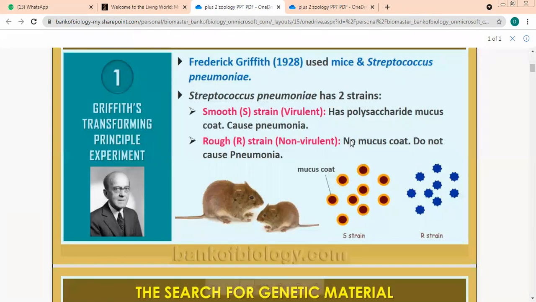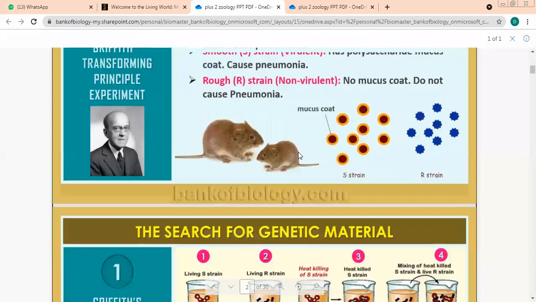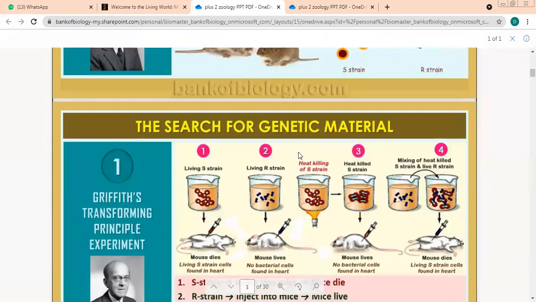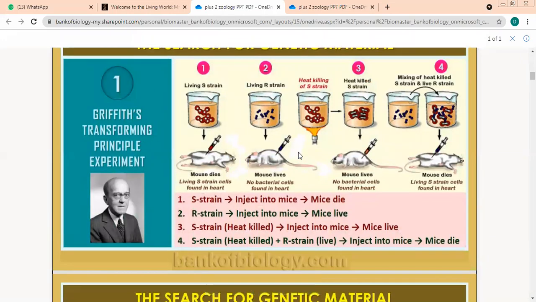Mucus. And it causes pneumonia, so we call it virulent. There are other strains which do not have a mucus coating. They do not cause pneumonia, so what are they called? Non-virulent. Now see what he did with the experiment.